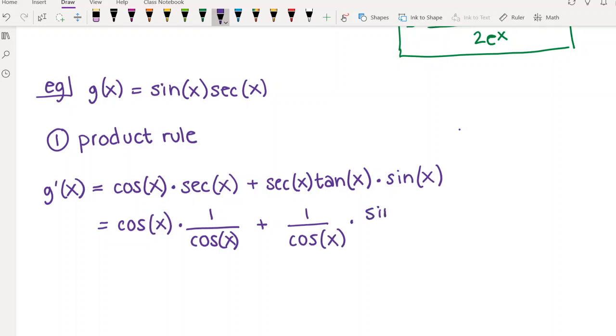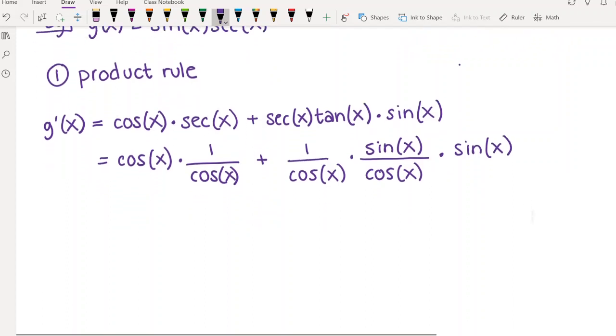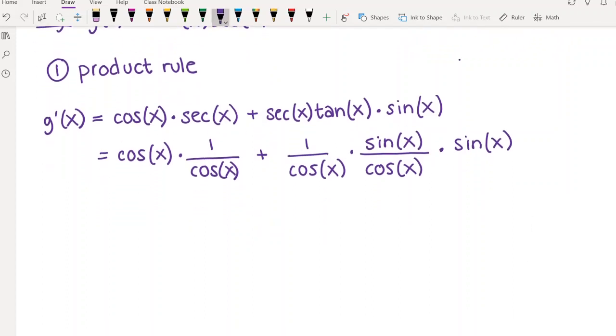Tangent is sine over cosine. And then we just have a sine of x, right? Okay, so let's see what this all simplifies to. The first part here is just going to equal 1, because we have cosine over cosine, so that's just 1.